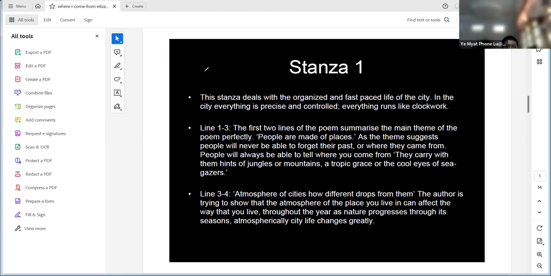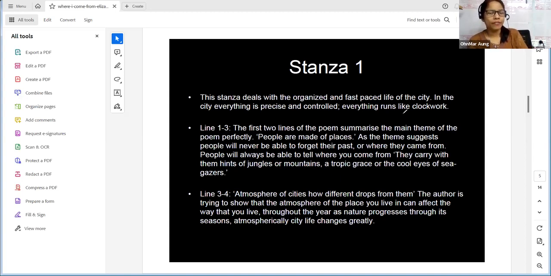Does this stanza deal with the organized and fast-paced life of the city? In the city, everything is precise and controlled. Everything runs like clockwork. Kevin, how do you understand this? The first stanza deals with the organized, yes, it is organized. Why do people live in the city? Because the city life is quite organized, right? According to the infrastructure, it is organized.